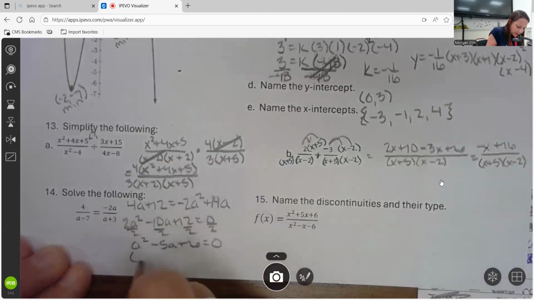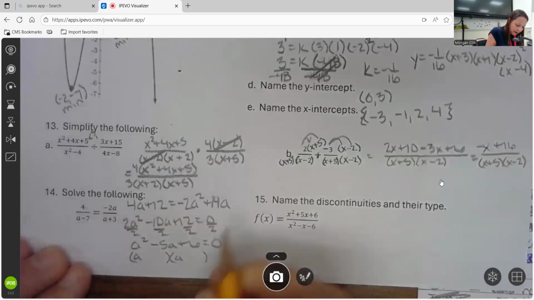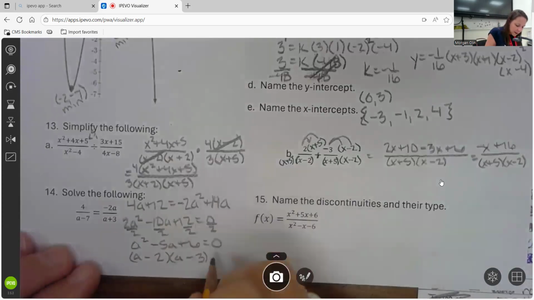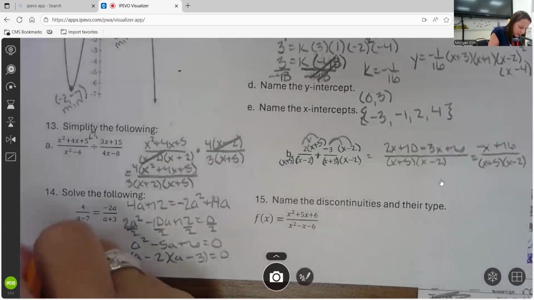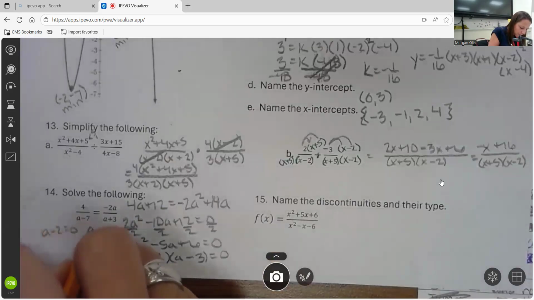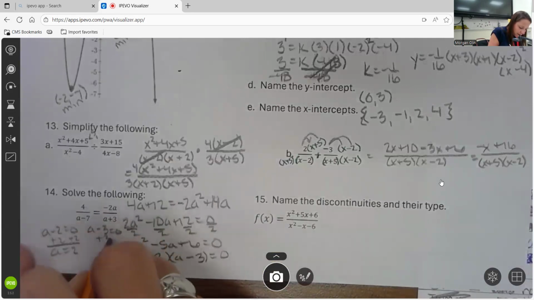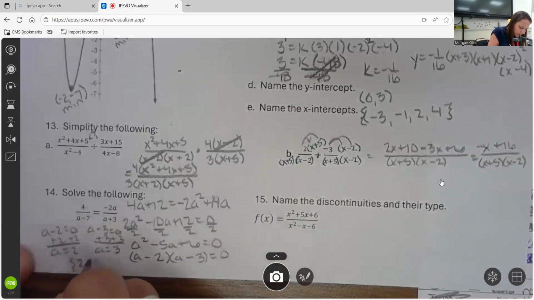And let's see if we can factor this. A and a, factors of 6 that give me negative 5. Well, that's negative 2 and negative 3. Don't do negative 6 and 1, because negative 6 times 1 is negative 6, not positive 6. Now I set these equal to 0. A minus 2 equals 0, a minus 3 equals 0, and I would add 2. A equals 2, add 3, a equals 3. So I have two solutions, 2 and 3.